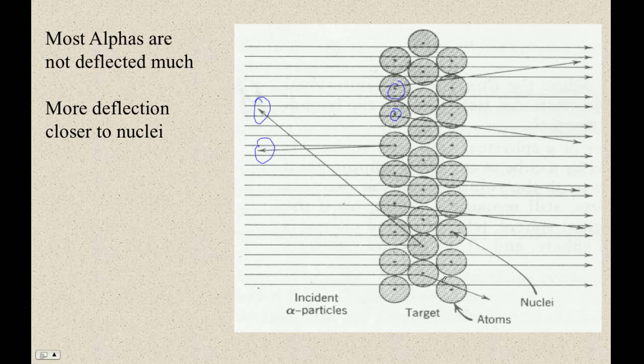Most of them are going to go through this foil, right? And this is why you use gold. Gold is marvelously soft, so you can make gold a few atoms thick. It's amazing. Okay.